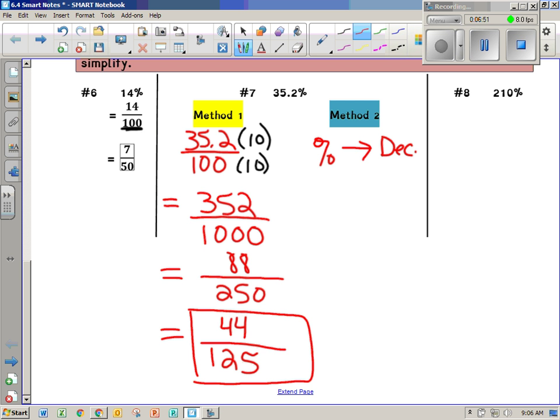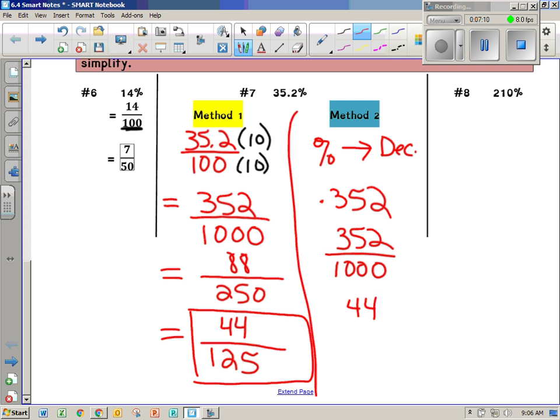So 35.2% is equivalent to 0.352. That's in the tenths, hundredths, thousandths. So it's 352 over 1,000. And then from there, you're right back where you were before. It's really just a matter of how you think of it. So this is still 44 over 125. So all that work you did in the fraction unit, learning how to simplify, still applies. You still need to know how to simplify.